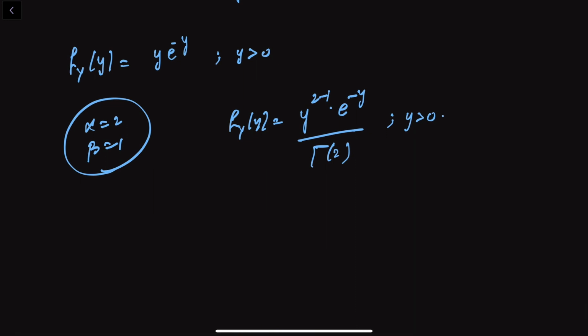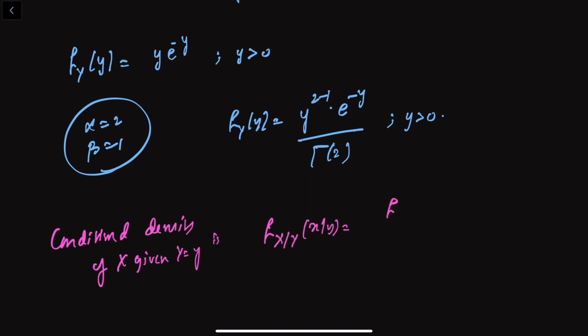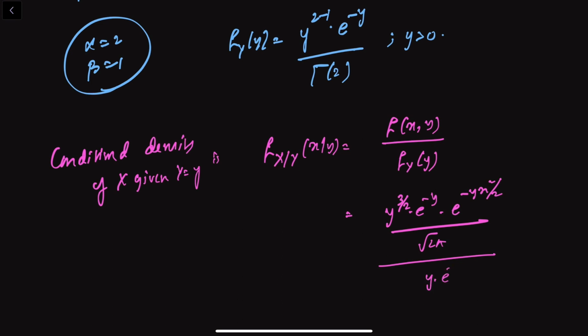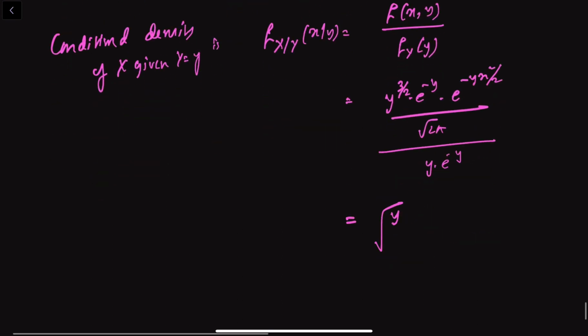Now we can find the conditional density of x given y equals y. That is f(x|y), which is f(x, y), the joint, divided by the marginal density of y. That is y^(3/2) e^(-y) into e^(-yx²/2) by √(2π), whole divided by y e^(-y), which is √y by √(2π) e^(-yx²/2), for minus infinity less than x less than infinity.